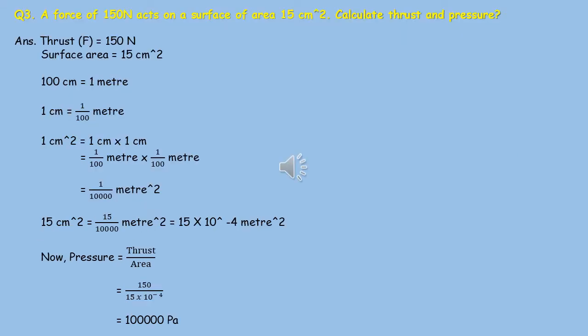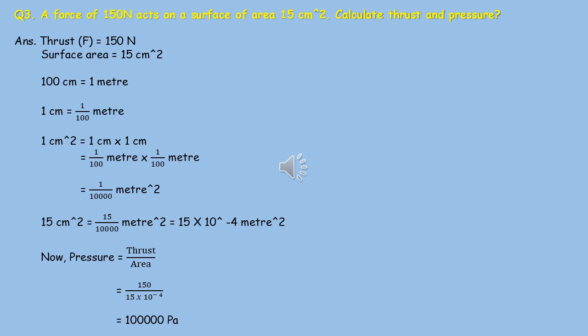We will be solving question number 3. A force of 150 Newton acts on a surface of area 15 centimeters square. Calculate the thrust and pressure. Now, I think all of you have noticed that the force is given in SI unit and the area is given in CGS unit. So we need to convert. Let us write down the given data. Thrust F is equal to 150 Newton and surface area is 15 centimeters square.